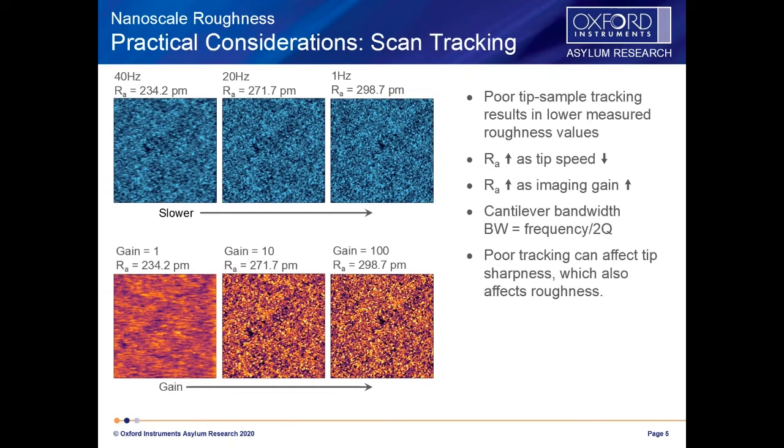So you want to choose a scan rate that gives you the most accurate results, and the choice depends upon how rough your sample is and how sharp your tip is. So there are multiple things to keep in mind, but it's important to make sure you track your surface well.